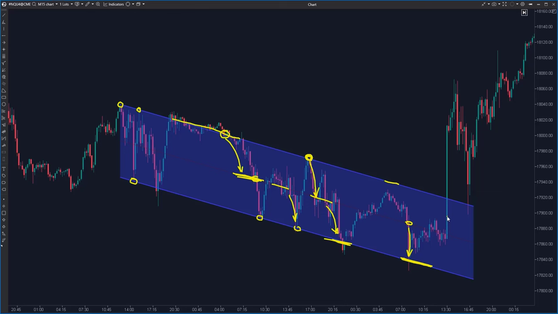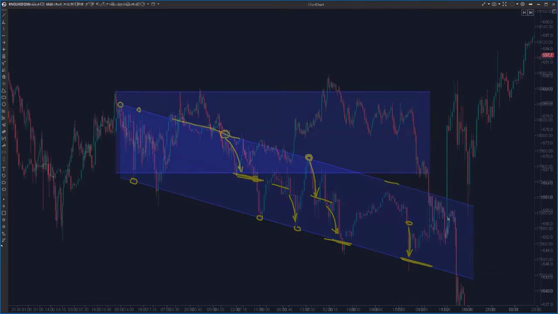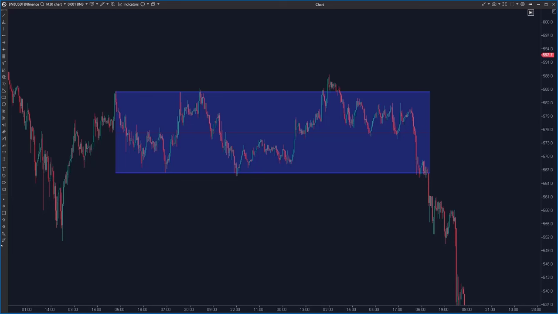For a rising channel, do the opposite. Buy at the bottom edge and target either the middle or the top edge. A special form of parallel channels is horizontal channels, called ranges.